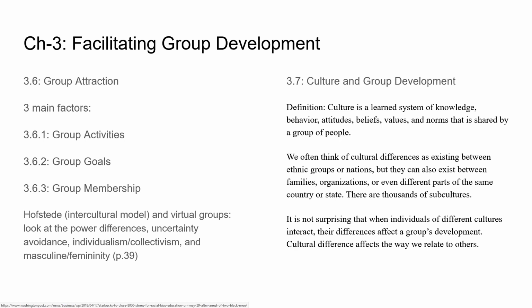So Hofstede, remember we talked about the intercultural model earlier, and virtual groups. So online groups like y'all. You can look at the power differences between group members, uncertainty avoidance, individualism and collectivism, masculinity and femininity. These are the four elements of the intercultural model by Hofstede. And he says when you look at people in a group, you want to look at the power differences. Like I told you earlier, if Sam Walton was a group member, you'd be like, holy schmoly, he's the Walmart guy. He's a billionaire, right? And that would give him a lot of status and a lot of power.